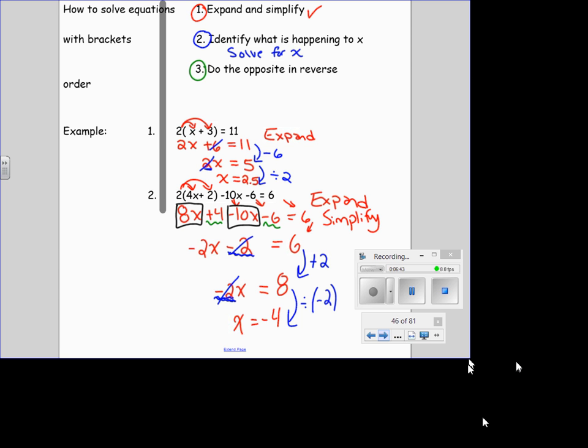All right? So these are a little bit more complex equations, and we'll continue to practice them the next few days in class.